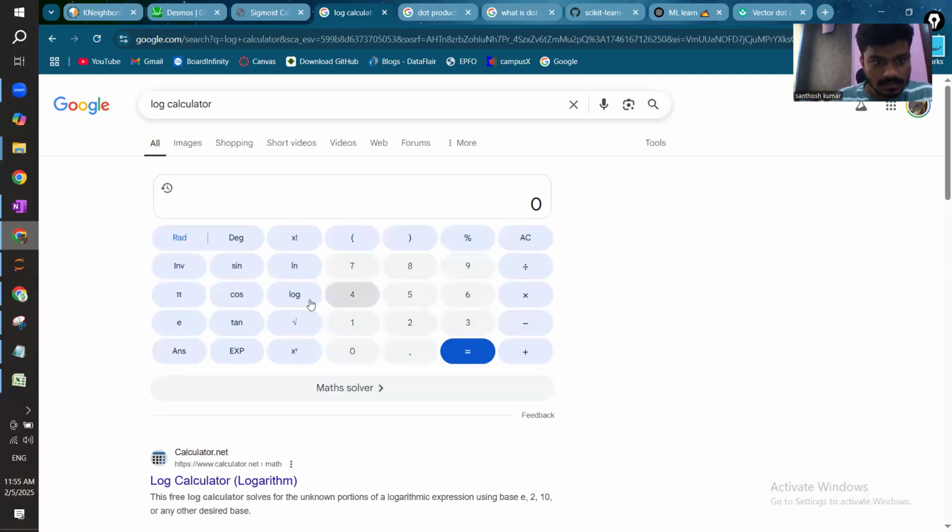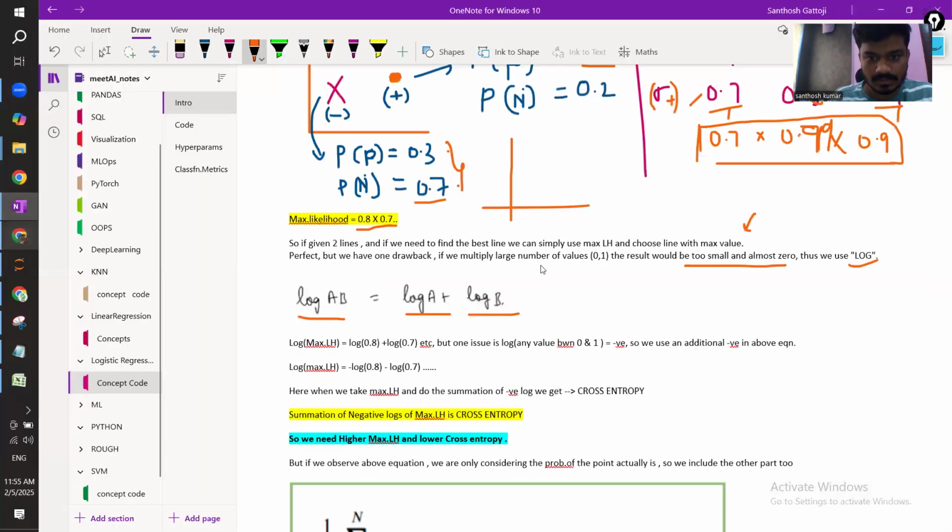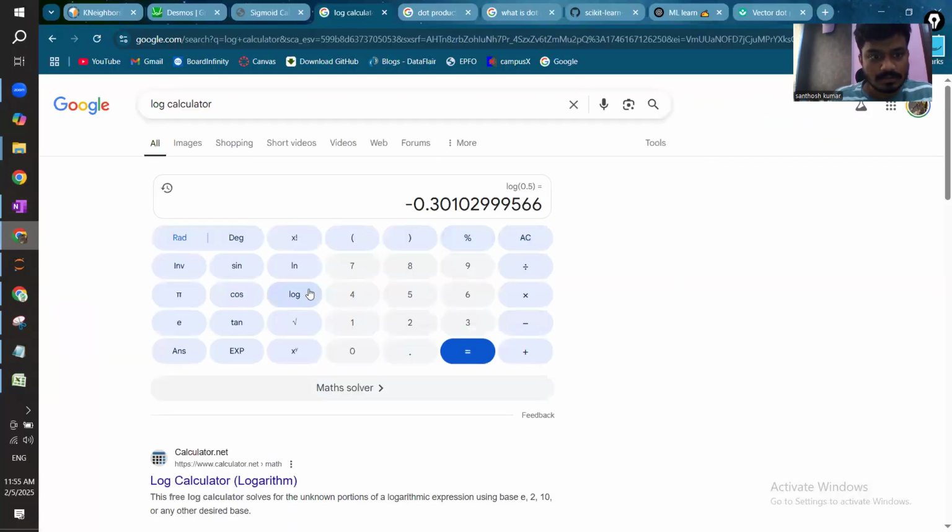Calculator. Log of 0.5 is minus 0.3. Any value between 0 and 1, they are saying, right? Yes. So I'll give 0.99. It is negative, so minus 0. And I'll give the log of 0.001. It is also negative. Minus 0.